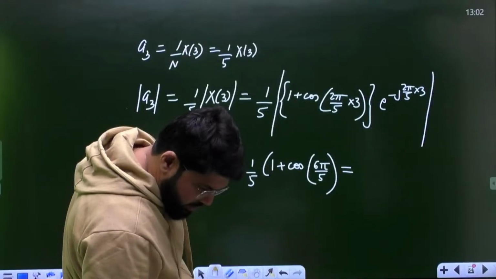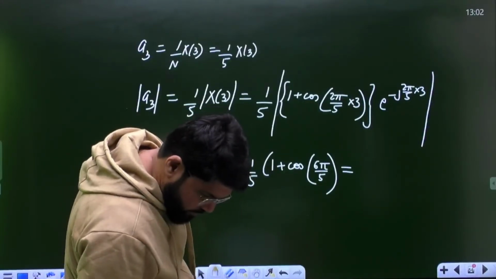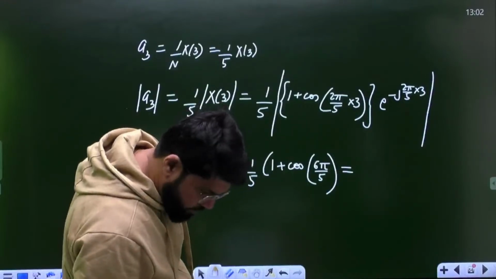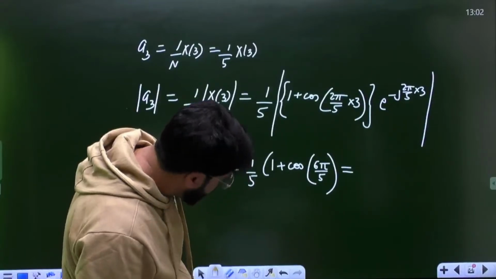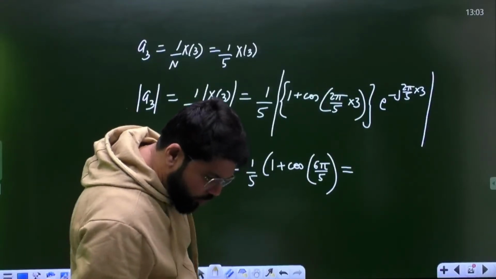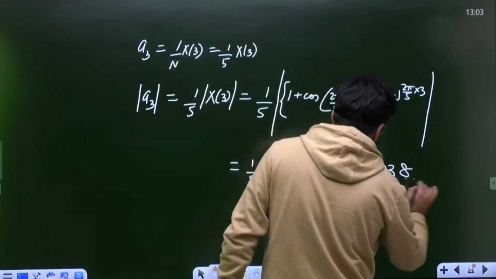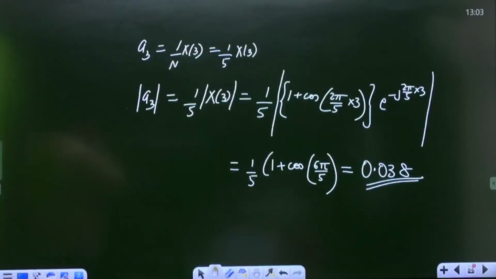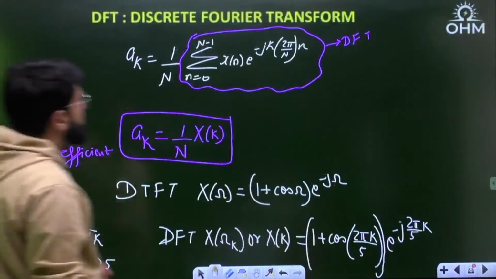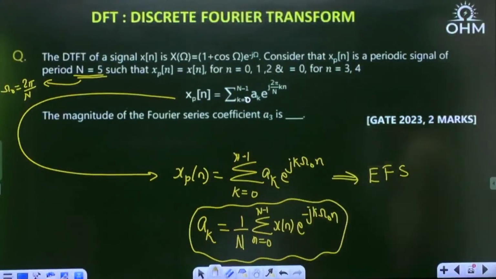So what is the answer? Let me calculate. Dividing by 5, 0.038. On dividing by 5, that is what the final answer is. Simple. Correct.